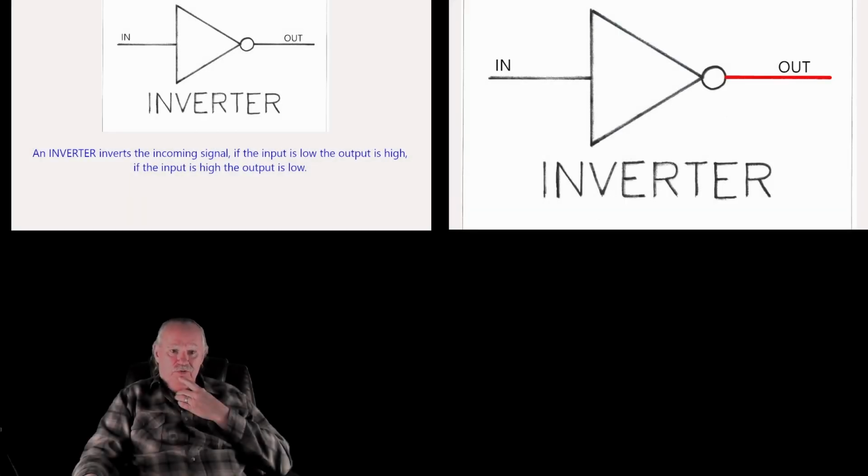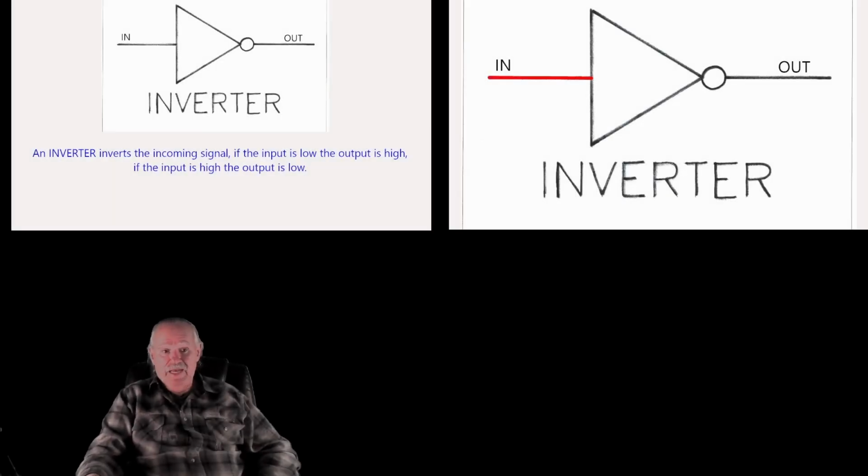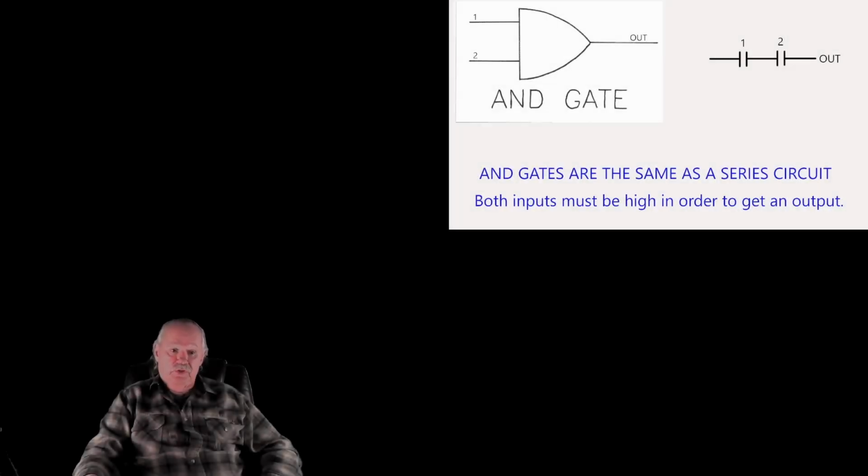This drawing shows that if you have a low input, you have a high output. This image shows that if you have a high input, you have a low output. Inverters are very simple. Let's do a quick review of what we've looked at today.